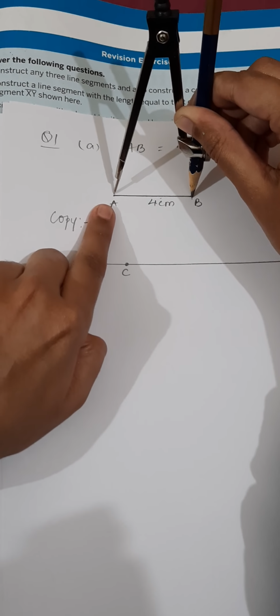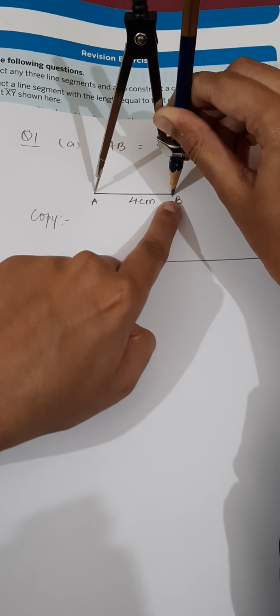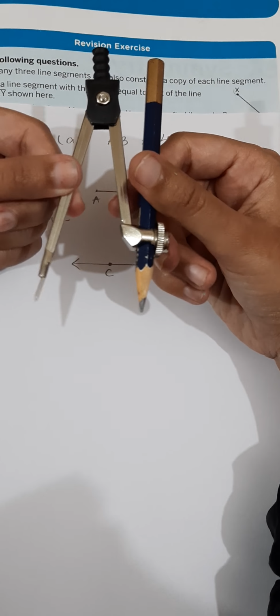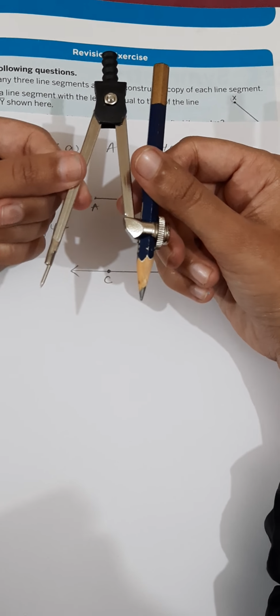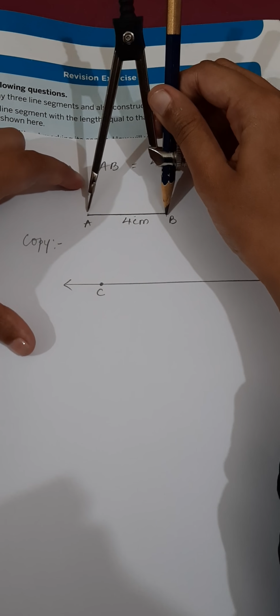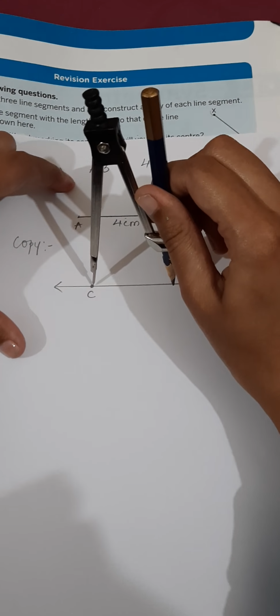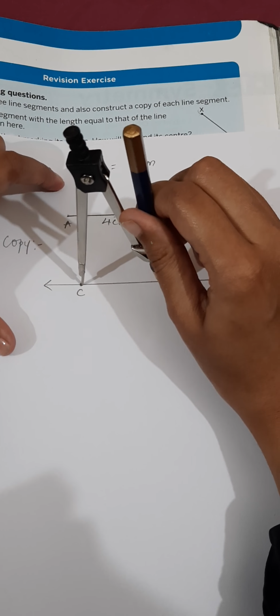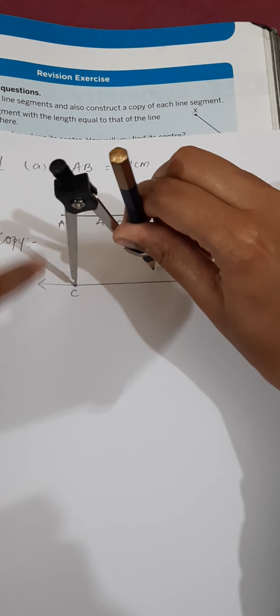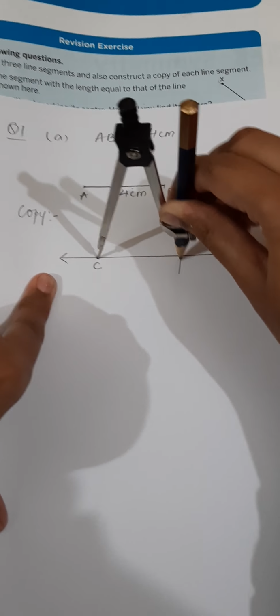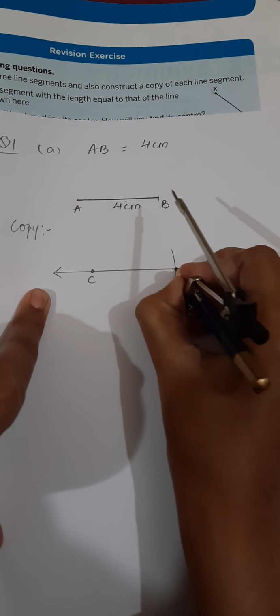Needle of the compass at the first point and the pencil should be on the second one. So now you have opened the compass to this measurement. This measurement is 4 centimeters. Now the same compass which you have opened to 4 centimeters, place it on the point C which you have marked on this line L and mark an arc like this. This point, name it as D.